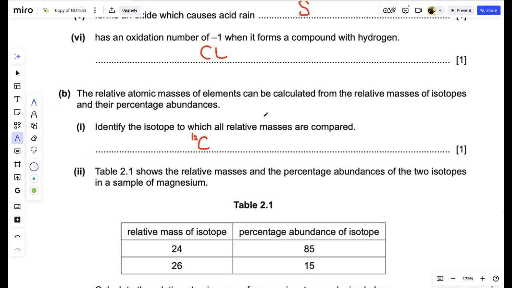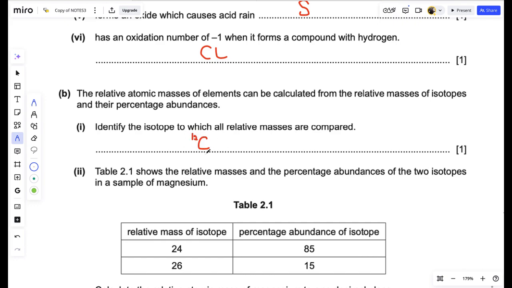It says, the B part of question 2 says, the relative atomic masses of elements can be calculated from the relative masses of the isotopes and their percentage abundances. Now identify the isotope to which all relative masses are compared. They are compared with the carbon-12 isotope. Okay, this is the basis for relative atomic mass, the carbon-12 isotope.